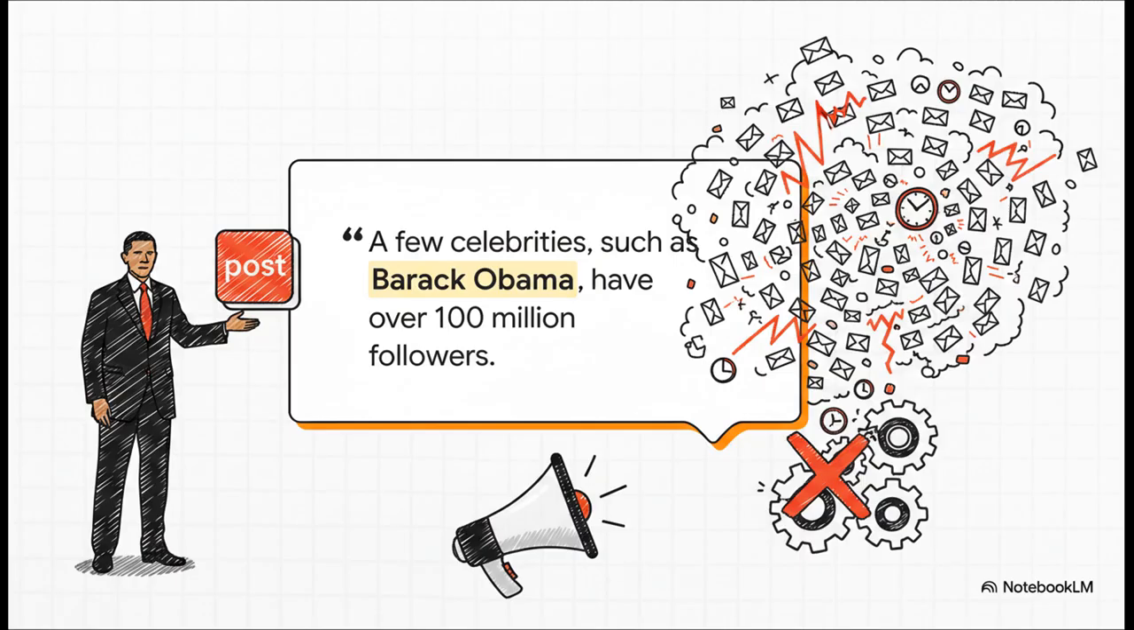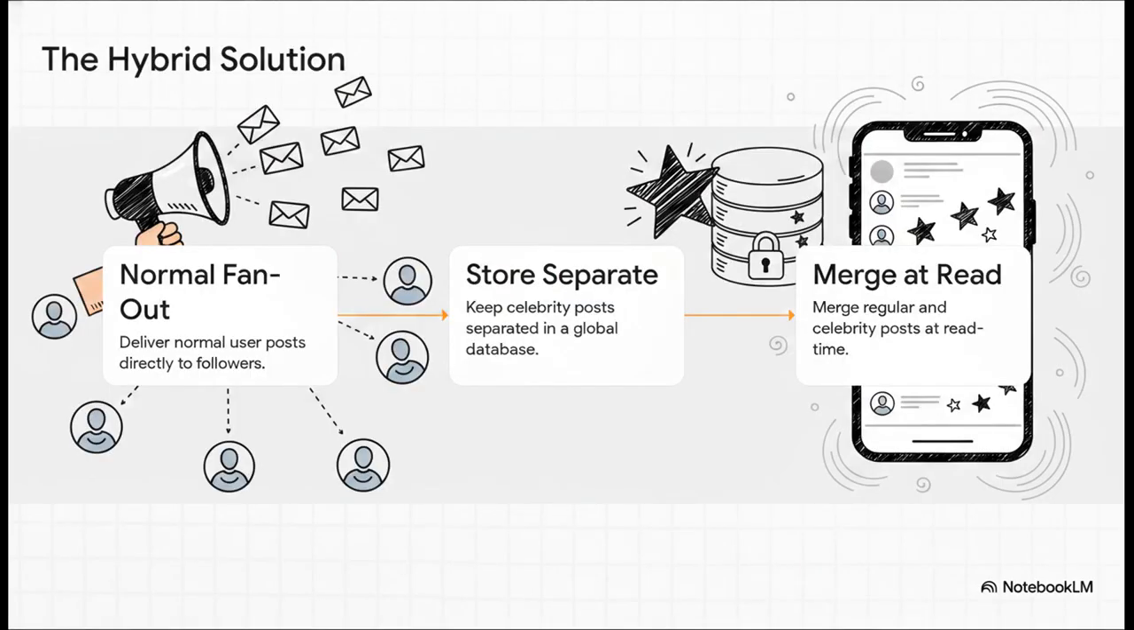The write load just massively spikes. The queues back up, everyone's timelines get delayed, and the whole system basically grinds to a halt just because one person pressed a button. The hard truth is, you simply cannot fan out a celebrity. So how do the absolute biggest social platforms survive this? By building a hybrid solution.